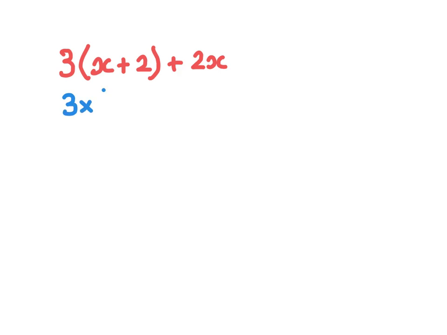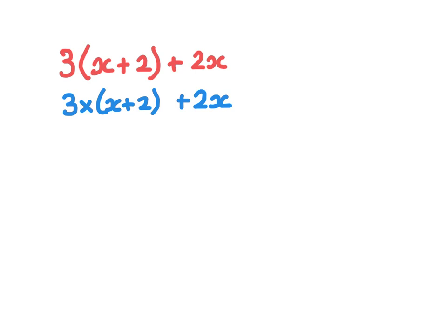And now for some super hard ones. Let's see how we go. I've got 3 brackets, x plus 2 plus 2x. Okay, so let's write it out. I've got 3 times x plus 2, and then I've just got a plus 2x there. So the 2x is not affected by that 3 because it's not inside the brackets.